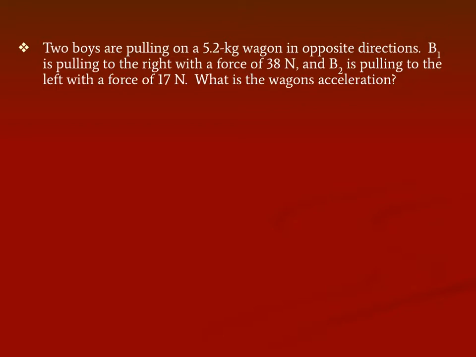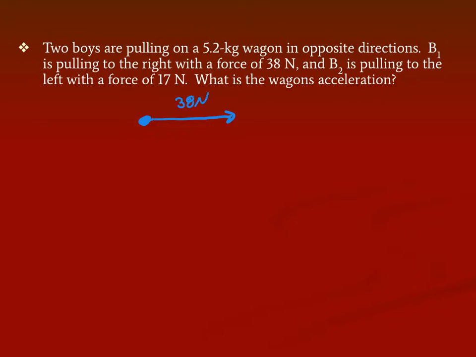Okay, first step, draw our free body diagram. So we're going to figure out what's important. It's the wagon, that's what we're looking at. So let's draw the free body diagram for the wagon. Let's use blue. That stands out much better. Let's use that. So, boy 1 pulling to the right with a force of 38 newtons.